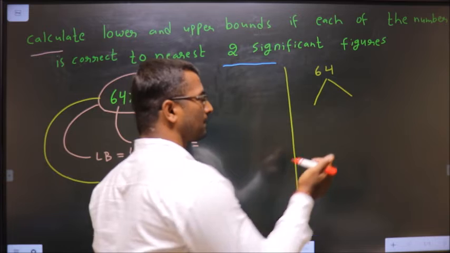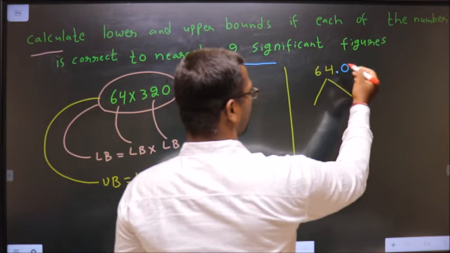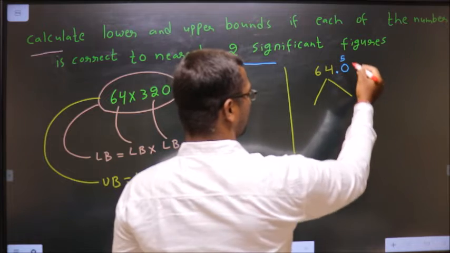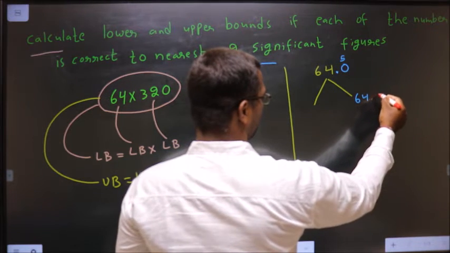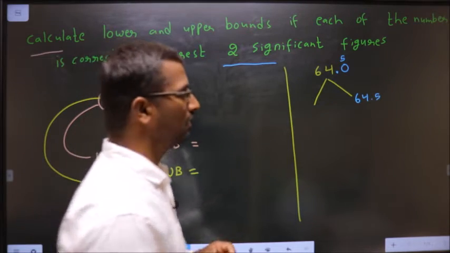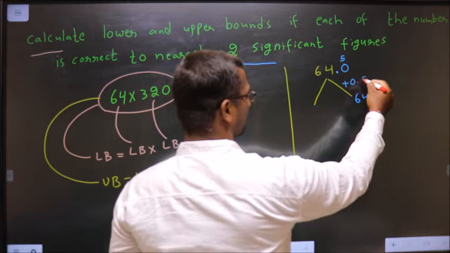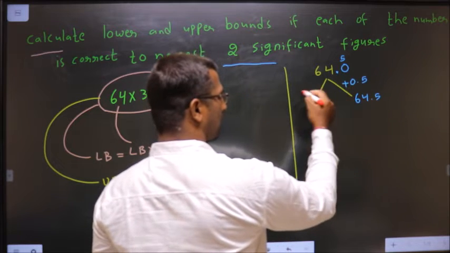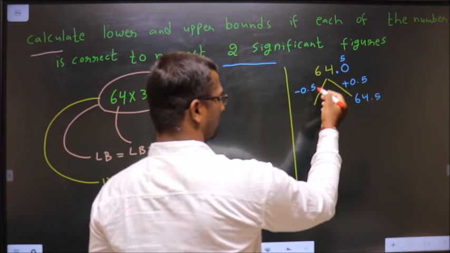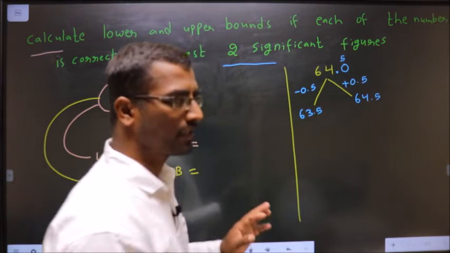See here. If I take here 0.0, if I get here 5, then this is three significant figures. Clear? Now to get 5 over here, I should add 0.5. So whatever you are adding, subtract the same thing. So you get 63.5. This is how we do.